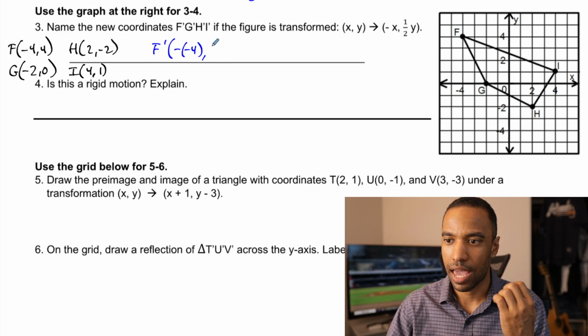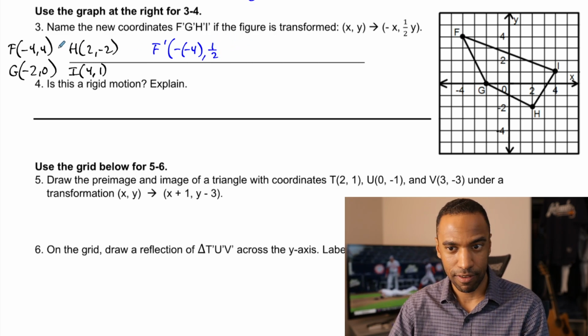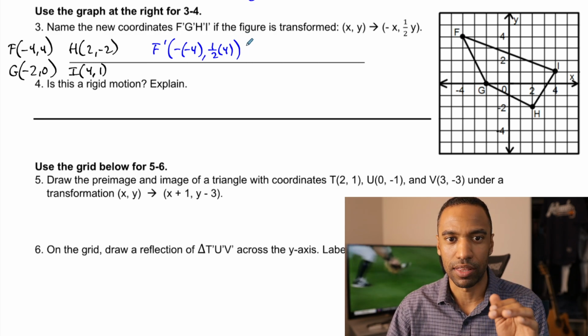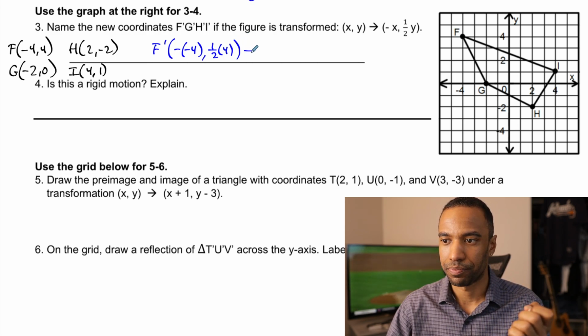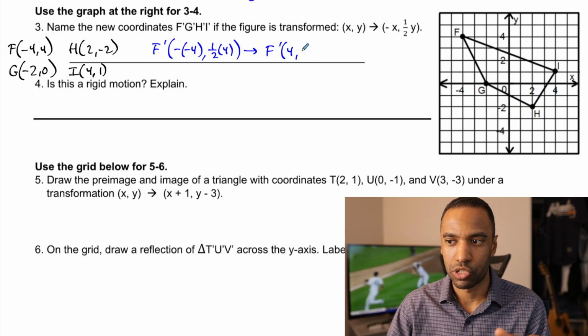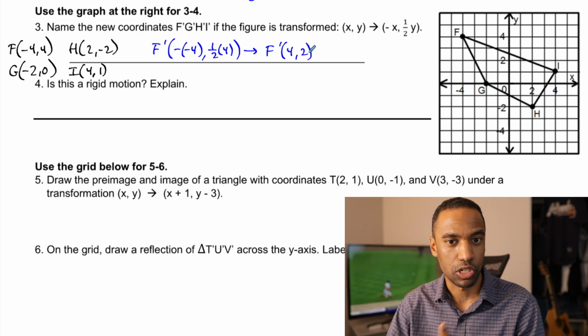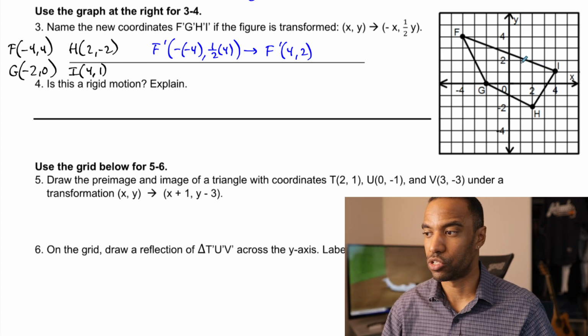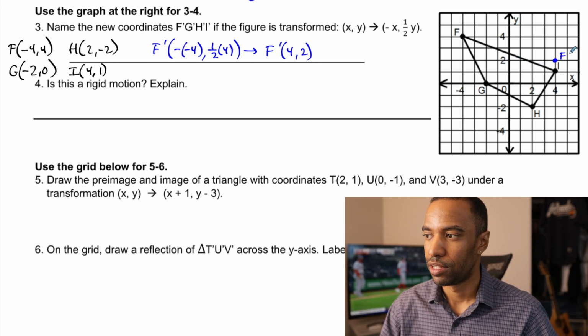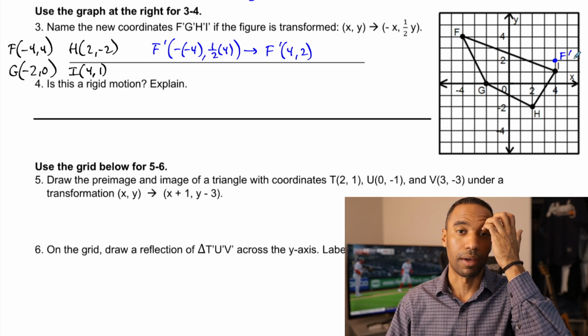And I will be taking half of its y value being 4. So that becomes an f prime value of the opposite of -4 is +4, and half of 4 is 2. F prime exists at 4, 2. That's its new value. So 4, 2 is right there. This is f prime.